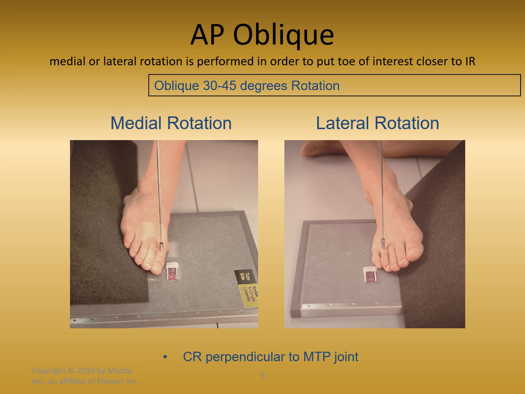The central ray for the oblique toes is a perpendicular central ray because we're turning the foot now and we're not working against that longitudinal arch. That is what caused the angulation of the joints away from the IR when the plantar surface of the foot was parallel to the IR. Now we're tilting the foot up, angling it away from the IR, and we're not working against that longitudinal arch of the foot. So we can use a perpendicular central ray for our oblique toes.